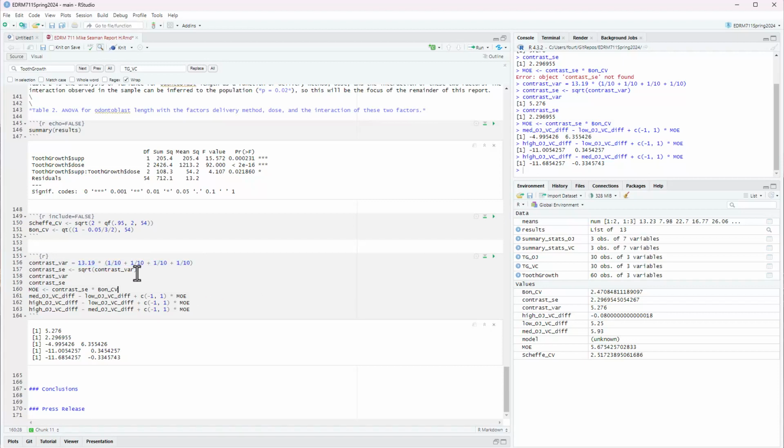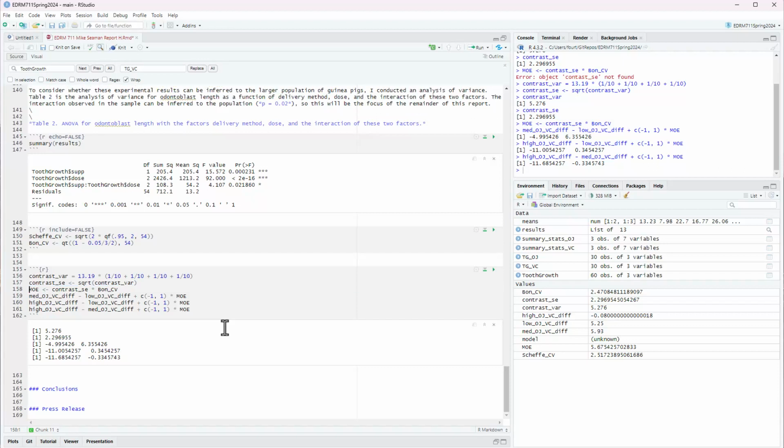To get the standard error of the contrast, I need to take the square root of that. Once I have the standard error of the contrast, which I really don't need to show, now I can calculate MO, the margin of error. That's the contrast standard error times the Bonferroni critical value. Once I have MO, I can take each of my 3 contrasts that I calculated above, and put confidence bands around them just by adding and subtracting MO.